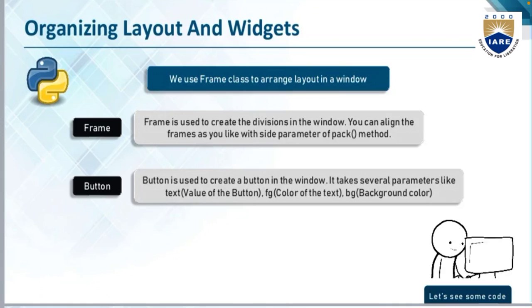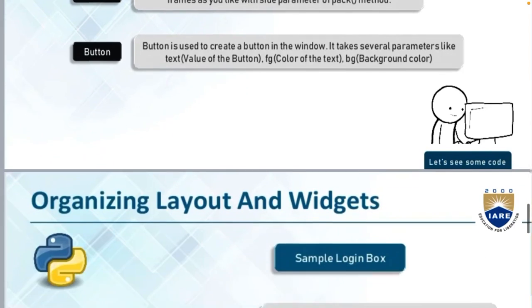Button is used to create a button in the window. It takes several parameters like text, the value of the button, the color of the text, BG (background color), and FG (foreground color).